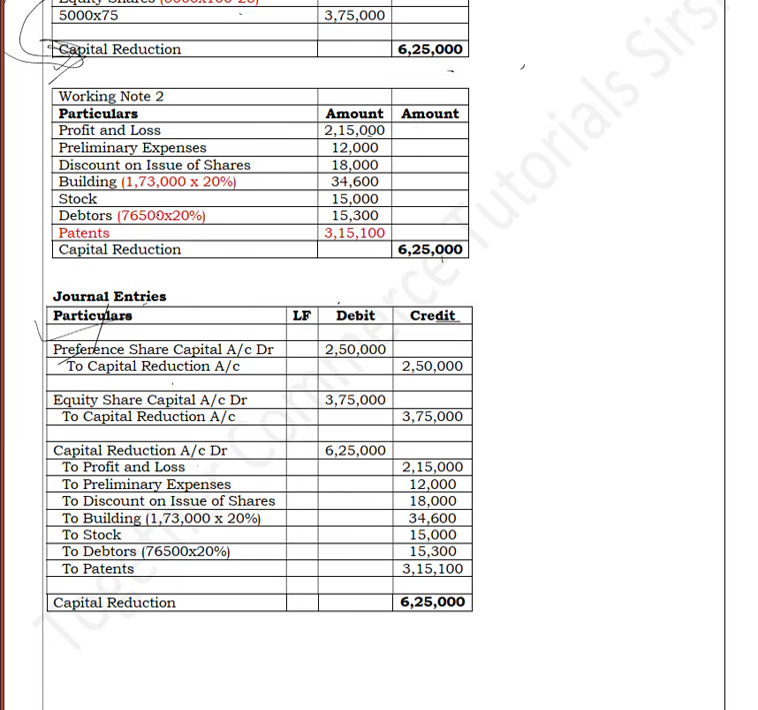Third journal entry with working note 2: capital reduction account debit to P&L, to preliminary, to discount, to building, to stock, to debtors, to patents.